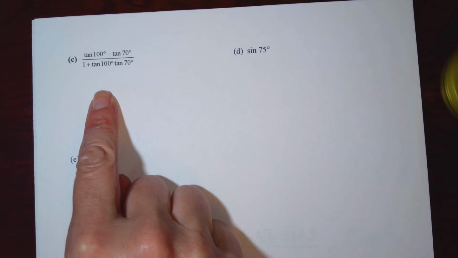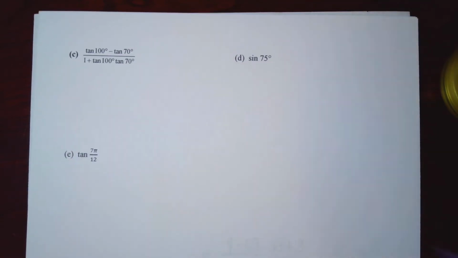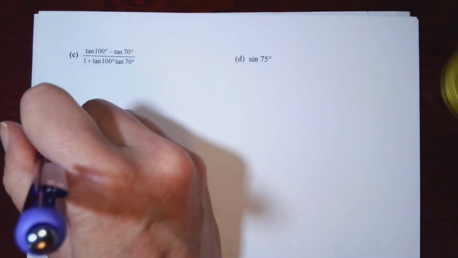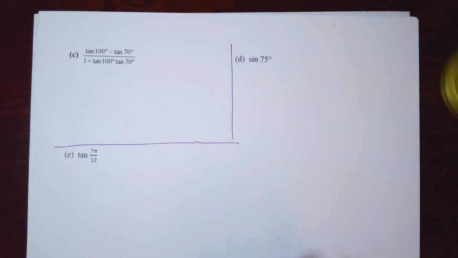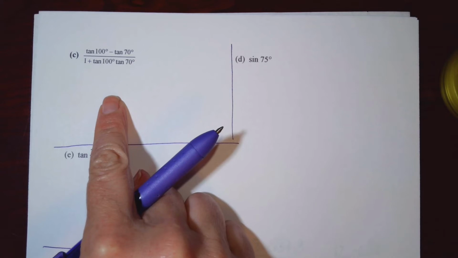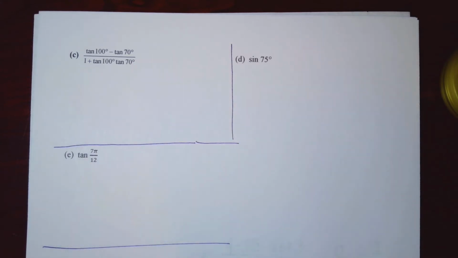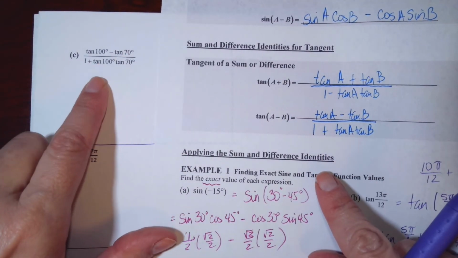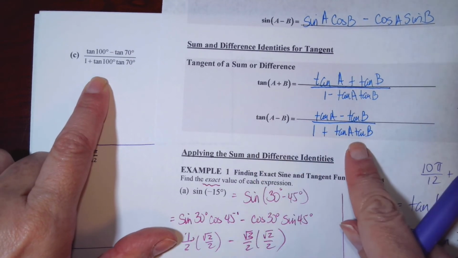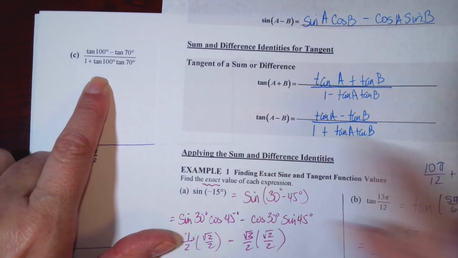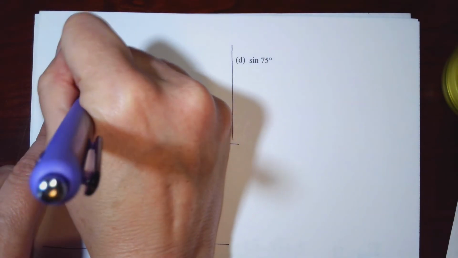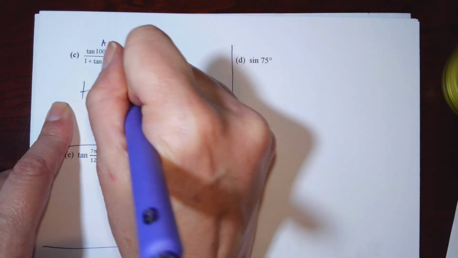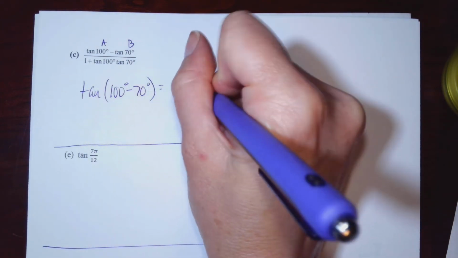Okay, so for this one, I have the other side of my identity. Let me divide this up a little bit so that we can see we've got some space. So for this one, I've got the right side of an identity, and I know it's going to be a tangent identity because that's all I've got. So when I look at my tangent identities here, I've got subtraction in my numerator, addition in my denominator. That's this one. That's tangent difference. So tangent of A minus B. So this is tangent difference, tangent of A minus B, so 100 minus 70 degrees is tangent of 30 degrees.